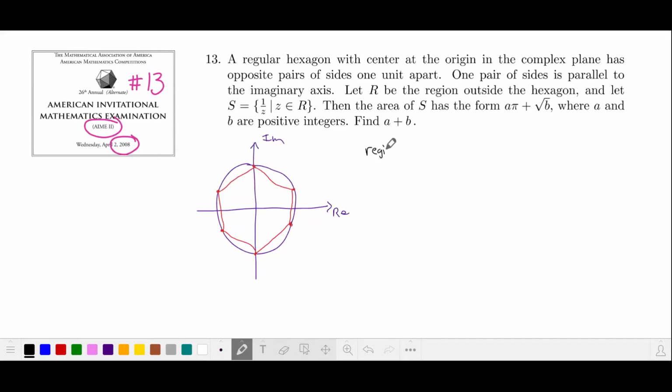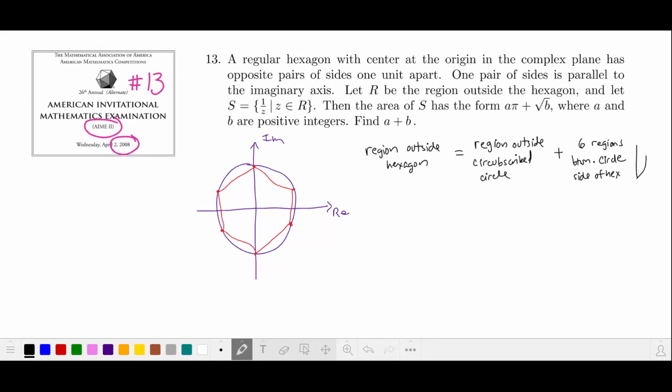We're going to divide up the region outside the hexagon into two parts. The first part is the region outside of the circumscribing circle, and the second part will be the 6 smaller regions between the circle and the side of the hexagon. These 6 regions are all congruent and they kind of are shaped like this. Let's start with the region outside of the circle, which I'm calling R1.